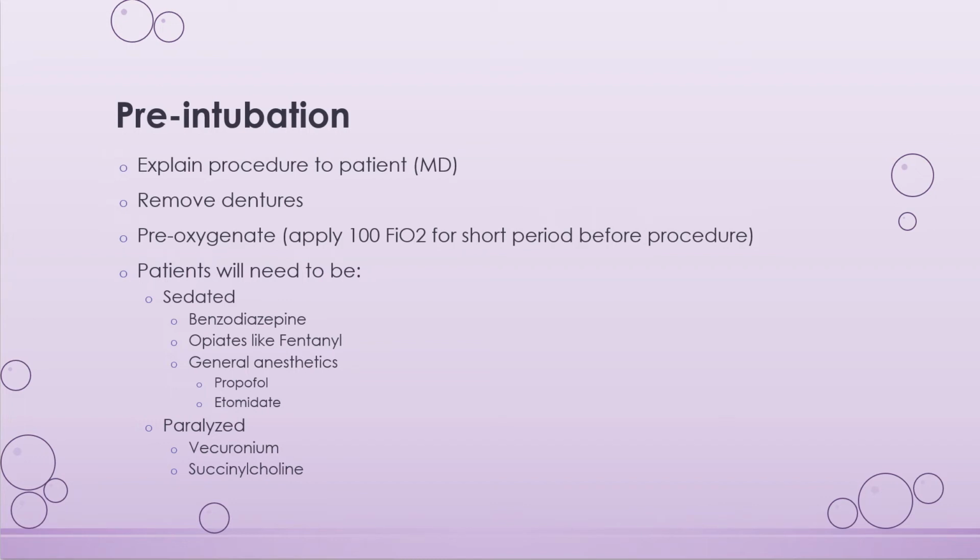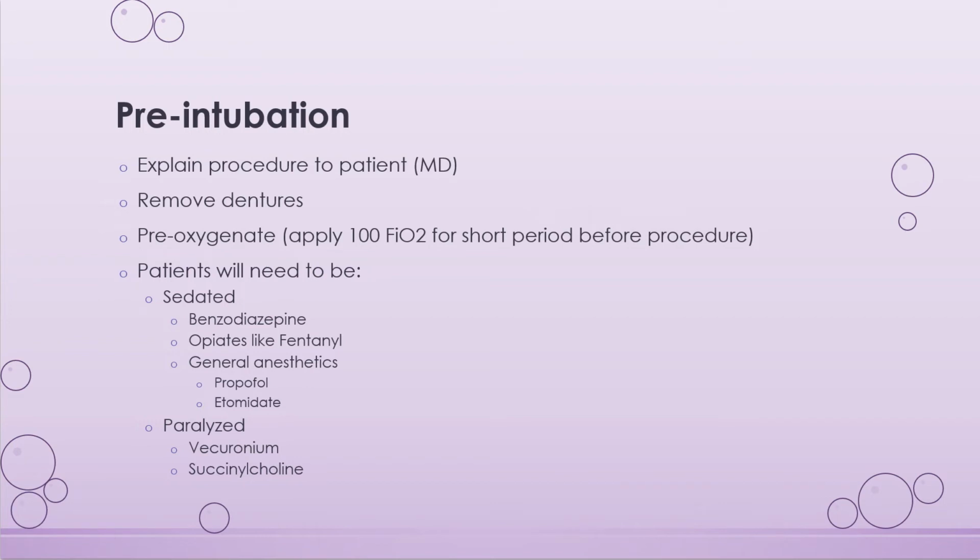We're going to pre-oxygenate them, meaning we're going to give them 100% FiO2 for a short period before the procedure, because we're going to paralyze and put them to sleep, and they're not going to be breathing on their own. So we want to pre-oxygenate the patient. Patients will need to be sedated first and then paralyzed. Never the other way around. That would be horrible. So we want to sedate before we paralyze.